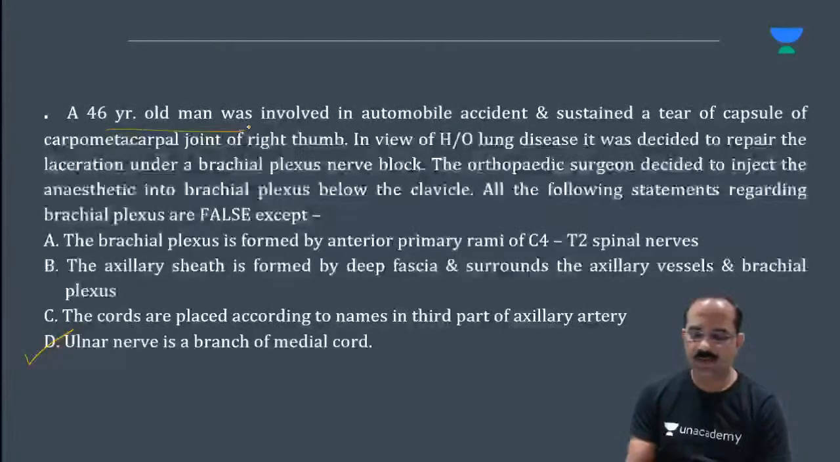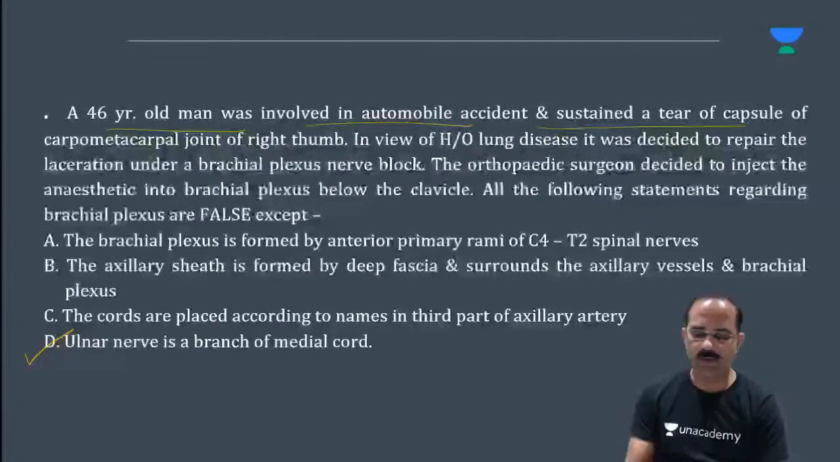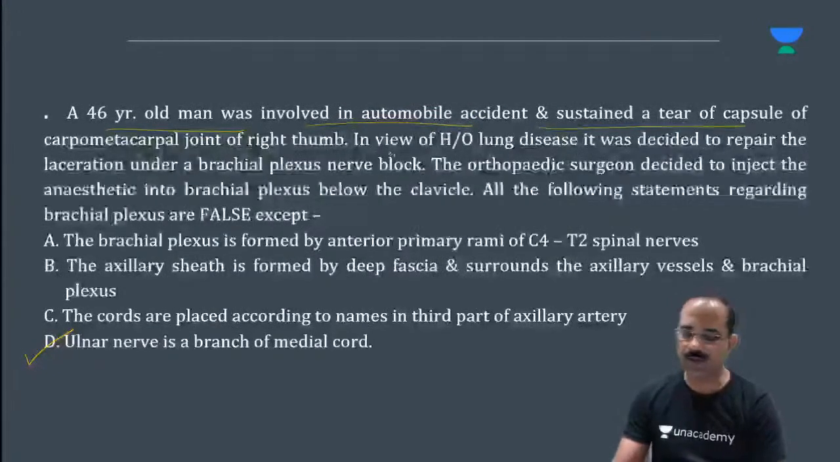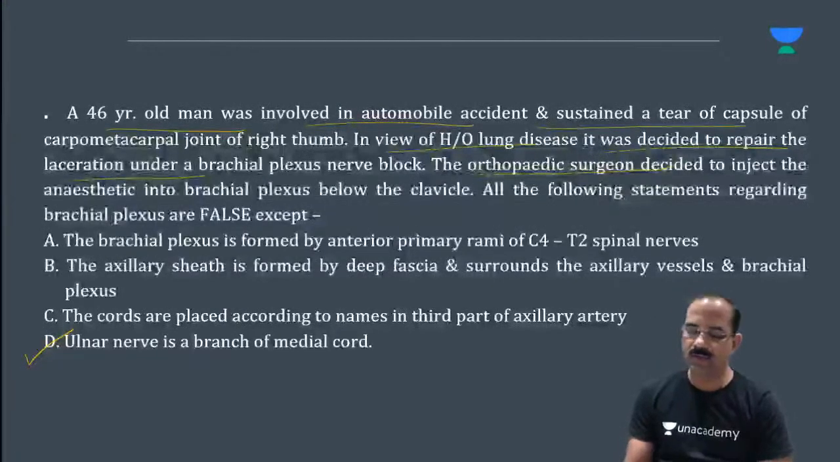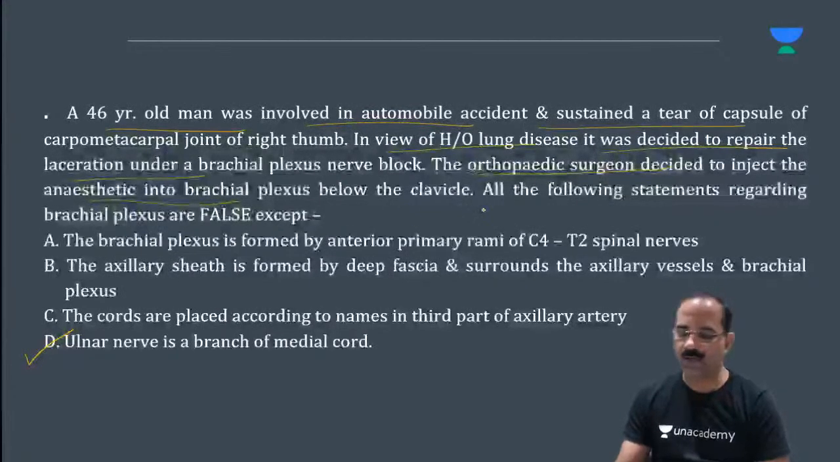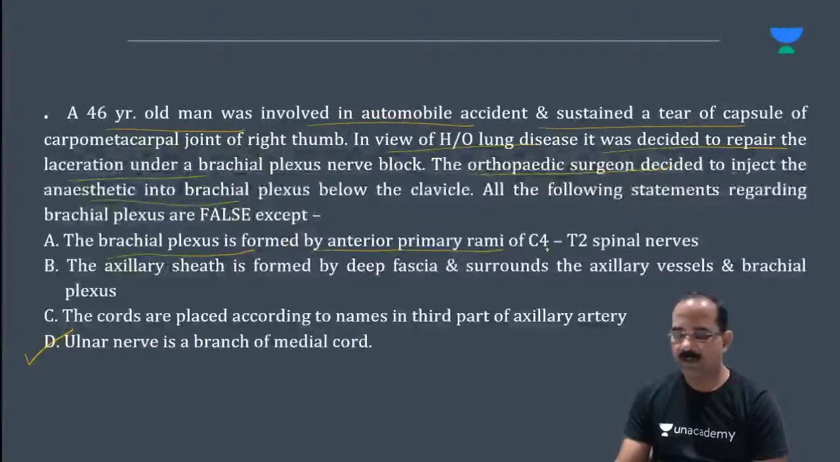A 46-year-old man was involved in an automobile accident and sustained a tear of the capsule of the CM joint of the right thumb. In view of his lung disease, it was decided to repair the laceration under a brachial plexus nerve block. The orthopedician decided to inject the anesthetic into the brachial plexus just below the clavicle. All the following statements regarding the brachial plexus are true except: the brachial plexus is formed by the anterior primary rami of C4 to T2 spinal nerves.